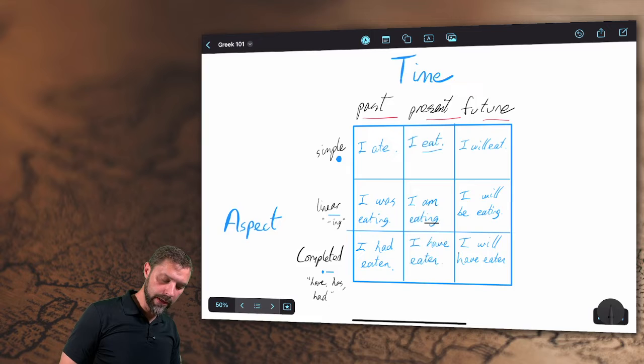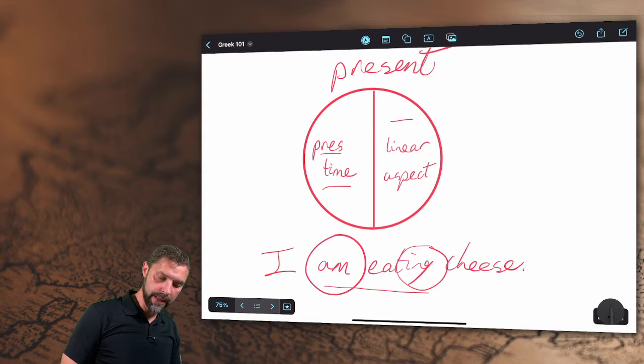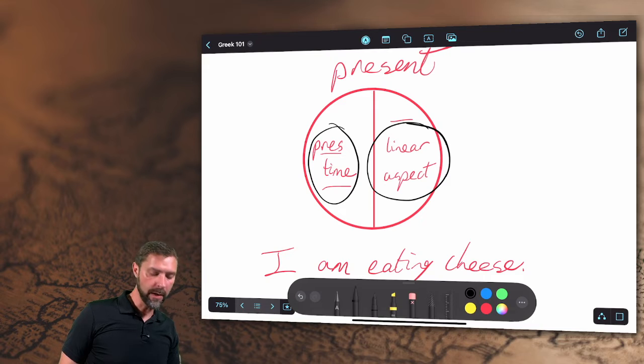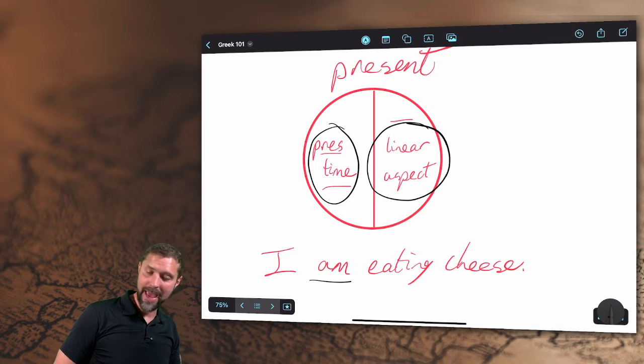Okay, so what I'm recognizing for our starters and our first tense that we're going to learn next time we're together is that the present tense combines, and it always and only combines, a present time, you can see that here, present time with linear aspect. And a present tense in Greek will always and only be an am, I am, he is, you are, but a present time with an ing. Work at the habit of getting an ing when you translate the present tense.